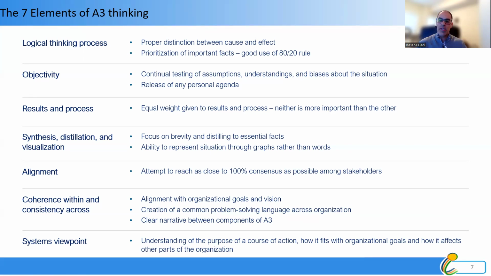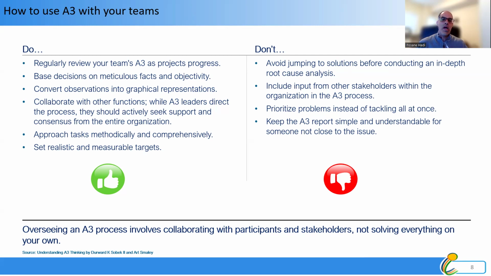Those focus on logical thinking, objectivity, alignment, and coherence help us to tackle sustainable solutions that align with our organizational goals. Now let's look at how to effectively use the E3 process with your teams. This slide provides a clear set of do's and don'ts to ensure you get the most out of the E3 methodology. By following those guidelines, you can facilitate better problem solving and continuous improvement within your organization.